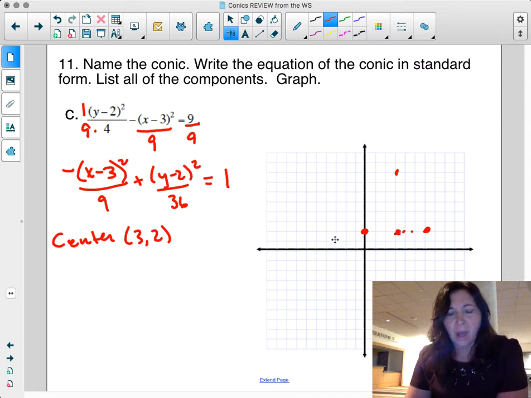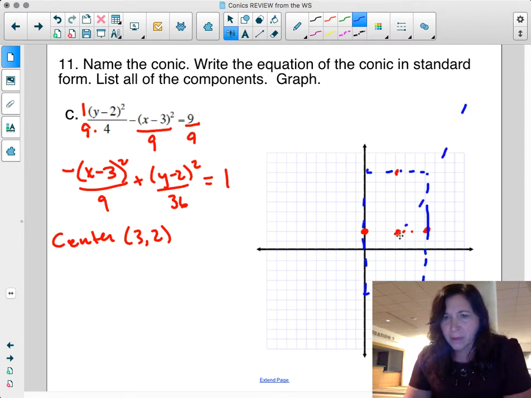And because this is not an ellipse, if this was an ellipse, I would connect all the dots. But this is actually a hyperbola. So what we're going to do is make a box down here like this. And then we're going to put in our asymptotes like this. Okay, like that.